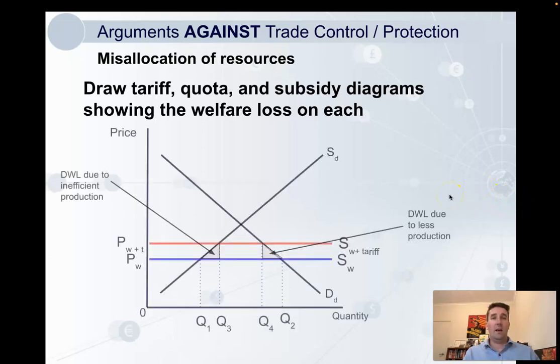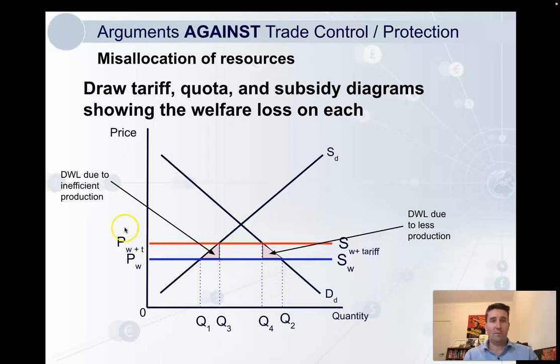Okay, arguments against trade protection, the misallocation of resources. So misallocation of resources is all about welfare loss, where society is now worse off due to the trade protection. We worked through this in a previous video. So we draw this diagram and we think, how did we get here? So we learnt where these welfare losses are, but how did we get here?